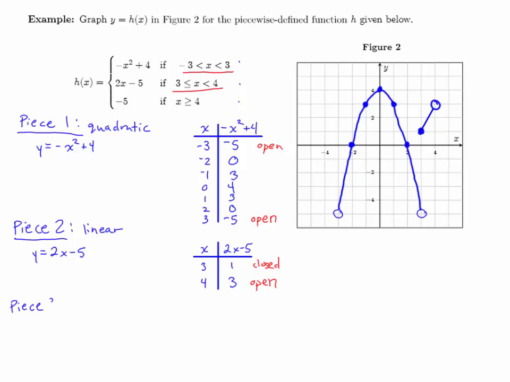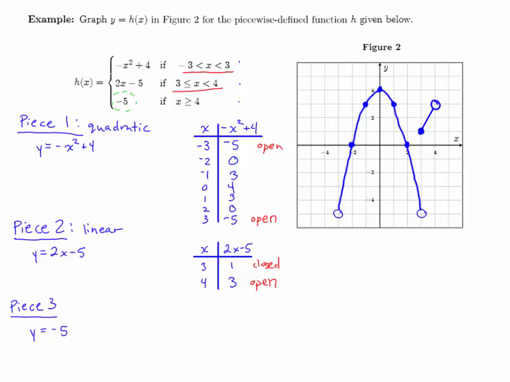So this is piece 3. And all I see is this negative 5. And so it's key to remember that if I were graphing h of x equals negative 5 for all values of x, that'd just be a constant function, which would look like a horizontal line. So what I'm really graphing here is y equals negative 5. And again, only for values of x that are greater than or equal to 4. So constant function, it's going to be a horizontal line, but I'm going to start at 4.